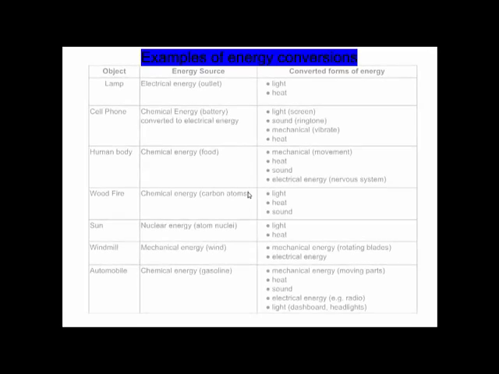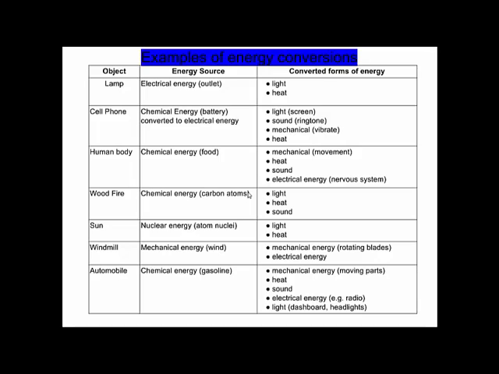So here are some examples of energy conversions. If we look at a lamp, we have electrical energy from the outlet. That's our energy source. And it gets converted into light and also heat. Because, you know, if you ever get close to a light bulb that's been on, it's hot.